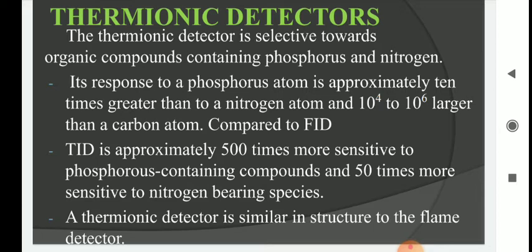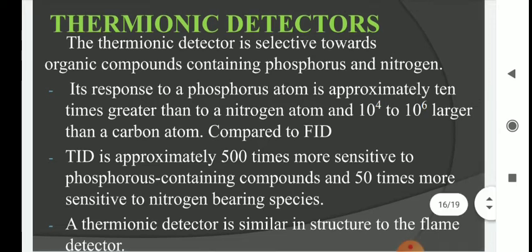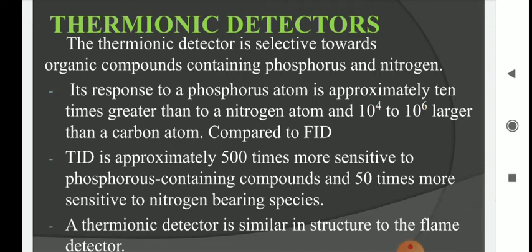This particular detector is very sensitive, or selective, to organic compounds containing phosphorus and nitrogen. Its response to a phosphorus atom is approximately 10 times greater than to a nitrogen atom, and 10^4 to 10^6 times larger than to a carbon atom. That means compared to a carbon atom, the response of this detector to nitrogen and phosphorus is very high. So it's very useful for detecting phosphorus and nitrogen containing compounds.